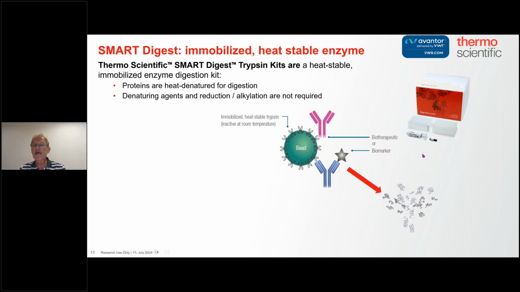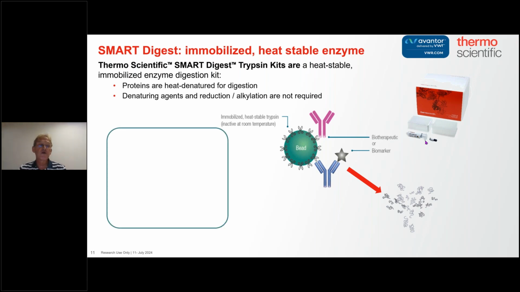And if you look at what you get in the kit, all you get is a buffer that you're going to use and the beads. It's only two things you need. The only additional thing will be TCEP, and that's usually, we use bond breaker, and that's just in solution. You don't have to make it up. So again, it's an easy thing to do.